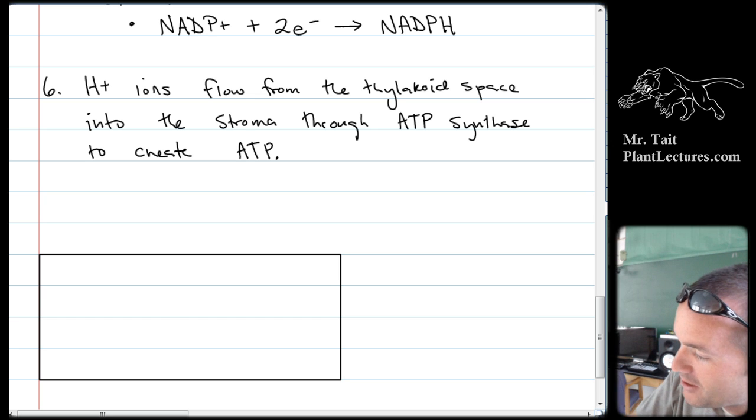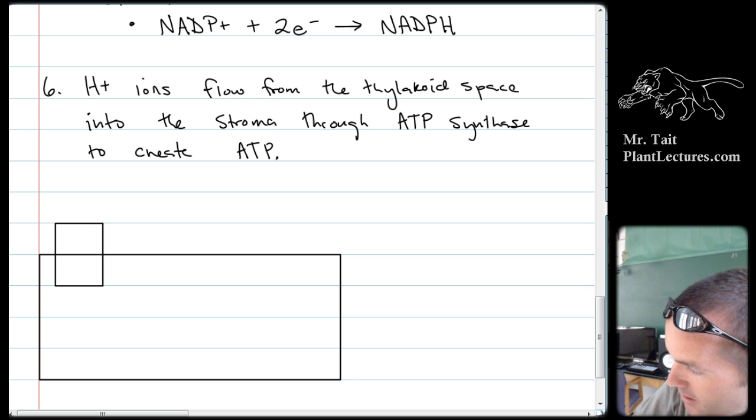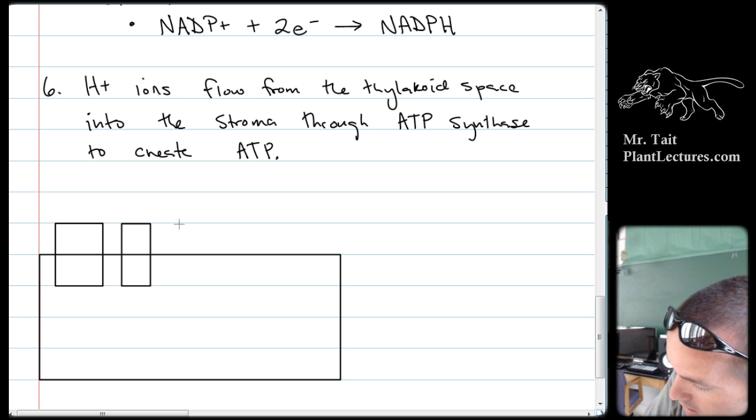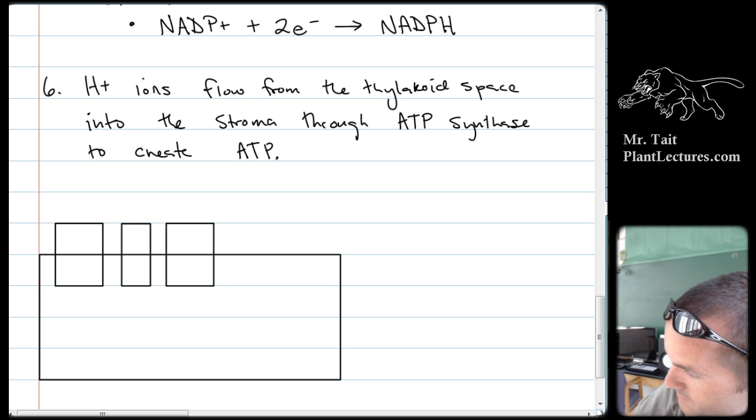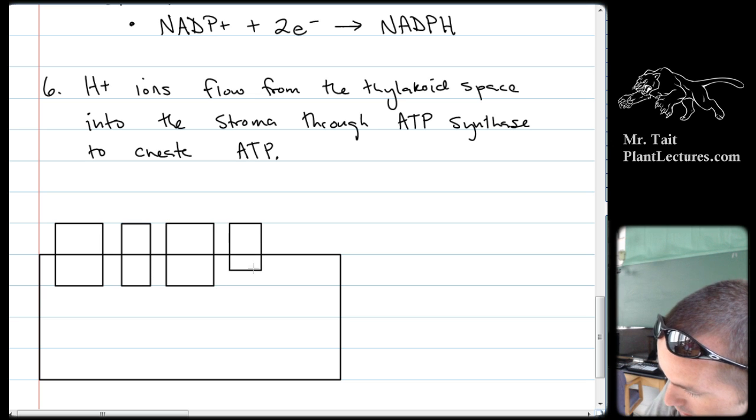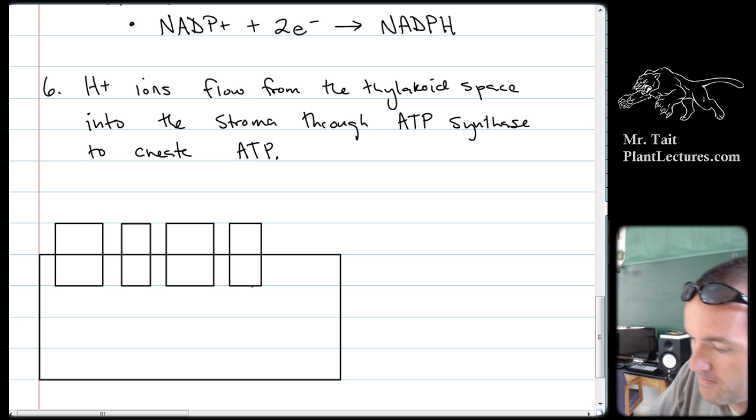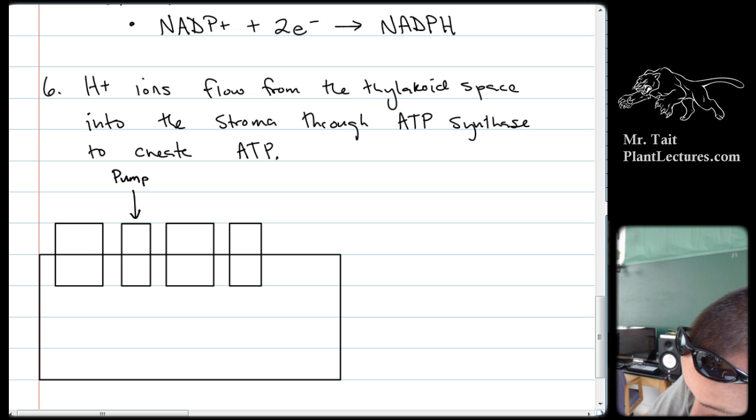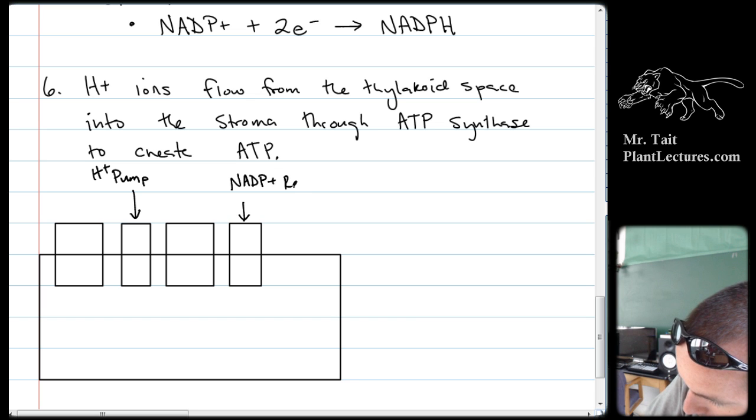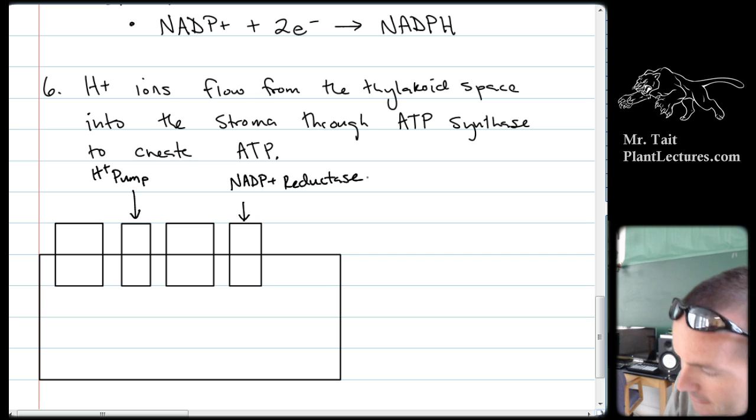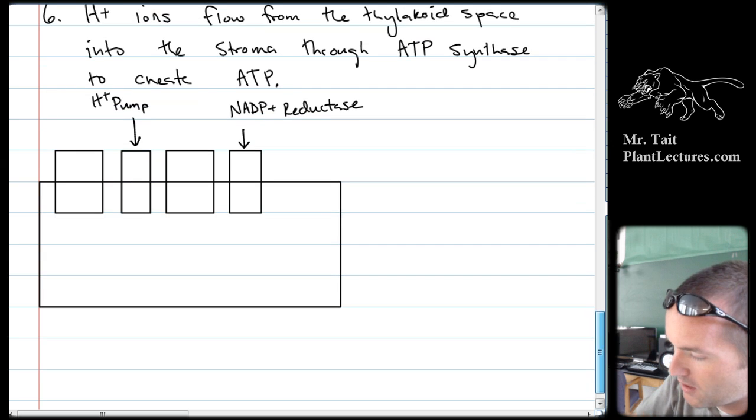All right, so here's some stuff. Here's a thylakoid. This is photosystem 2. Here's the proton pump. Here's photosystem 1. Here's NADP reductase. So this is the pump for H plus ions. This is the NADP plus reductase. And then down here at the bottom, we can put an ATP synthase.